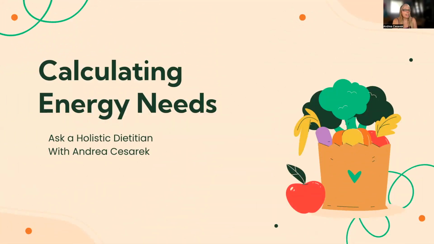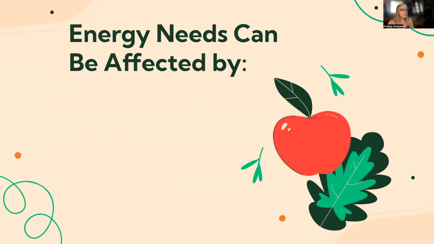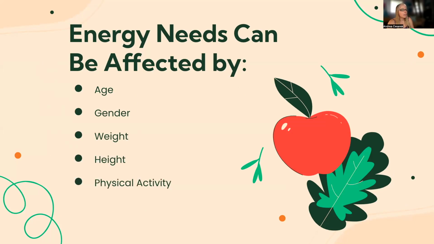Today's topic is calculating energy needs. There's a variety of things that can affect how much energy a person needs: your age, your gender, your weight, your height, the amount of physical activity you do or don't do. Any kind of illness or medical conditions can alter the amount of energy needs. This is a topic that can get rather complex, and it's part of the reason why dietitians are needed in the real world.